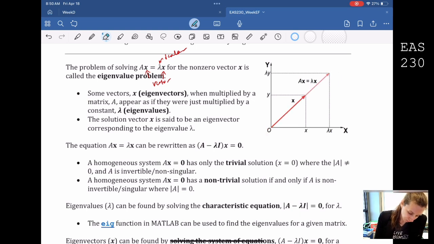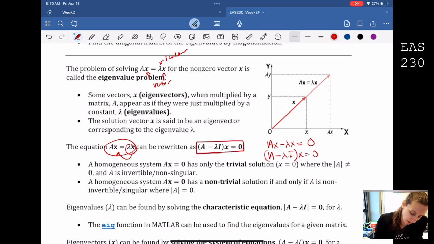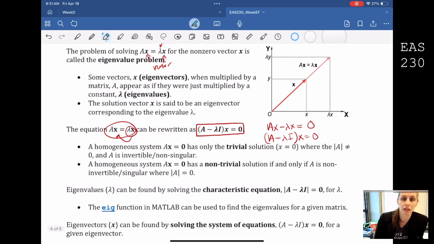So the way we do that is we go ahead and rearrange this, where AX minus lambda x. Just move this to the other side, equals 0. I'm going to factor out X, so it becomes A minus lambda identity, because lambda is a scalar, so I need to adjust it. So multiplied by identity, X equals 0. This is where I'm interested. This is going to tell me how to solve for these X values and these lambdas.